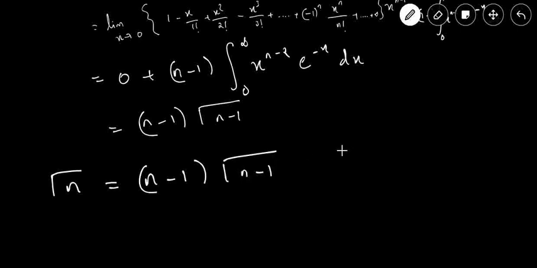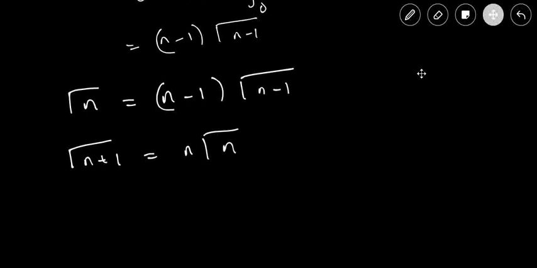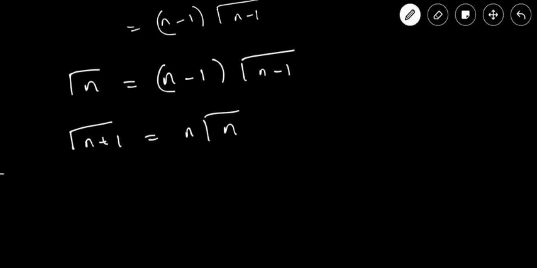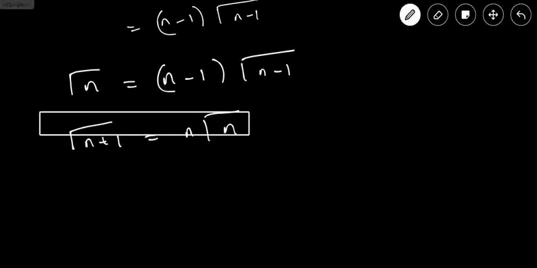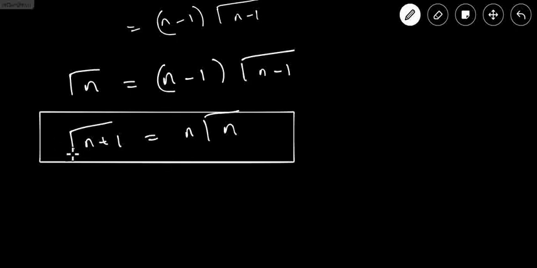All right, so if you are just replacing this n by n plus 1, this becomes gamma of n plus 1, which equals n gamma n. All right, so this is one of the basic equations that we get from the gamma function, that is gamma of n plus 1 equals n times gamma of n.